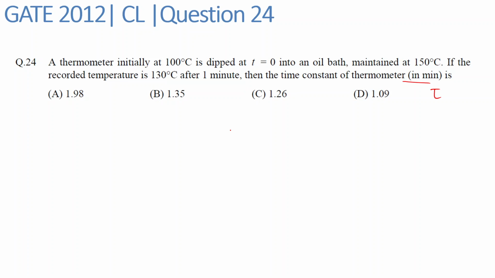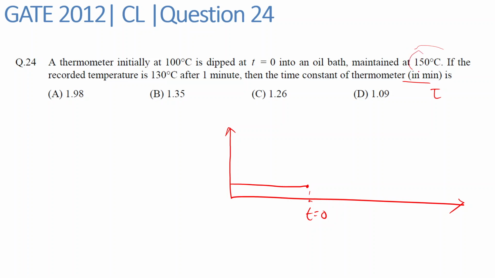If we draw this temperature relation with time, initially the thermometer was at 100 degrees Celsius, and at time t equal to 0 we change the input, that is, we put the thermometer in an oil bath of temperature 150 degrees Celsius. So this was 100 and over here it is 150 degrees Celsius. Since the temperature of the oil bath has changed, the thermometer will measure this temperature, but it won't do it instantly. It will follow this trajectory of a first order system.